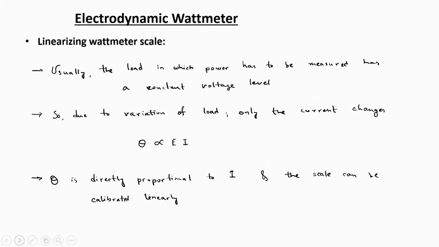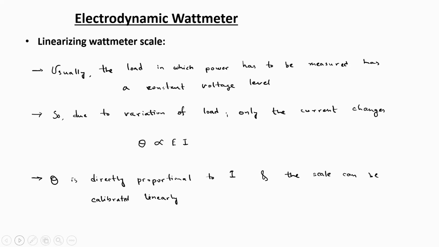Now, linearizing the wattmeter scale. Normally the electrodynamic meter movement mechanism gives non-uniform, or non-linear, deflection of the pointer. But in the case of electrodynamic wattmeters, it is possible to calibrate the scale linearly following some condition, because in this configuration the moving coil and the fixed coils are carrying separate currents. The moving coil current is proportional to the voltage across the load, and the fixed coil currents are proportional to the current carried by the load.